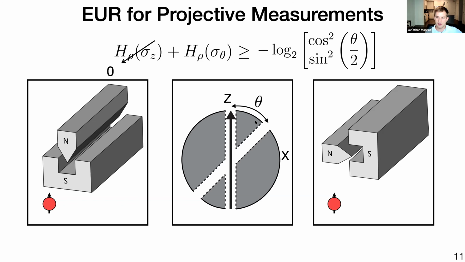And so this theta measurement, again, will correspond to a combination of z or x, just pointing along some axis defined by this angle theta. In this case, the uncertainty relation is the log of a cosine or a sine, depending on whether theta is less than 90 degrees or more than 90 degrees. Okay, so this is the uncertainty relation that we'll describe.